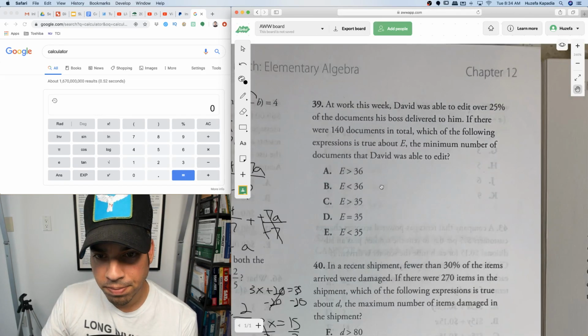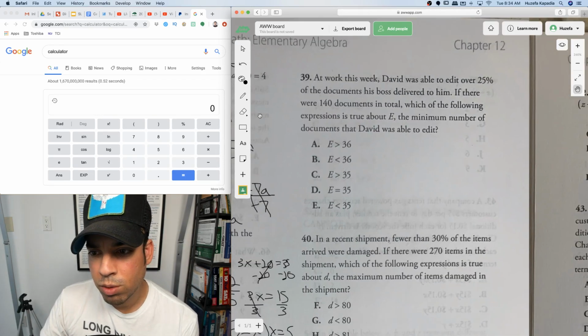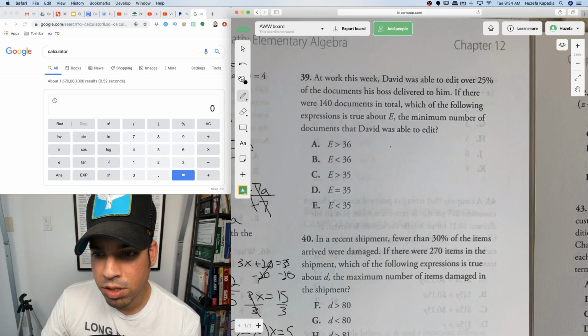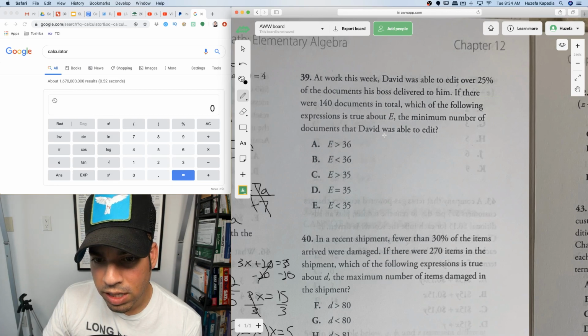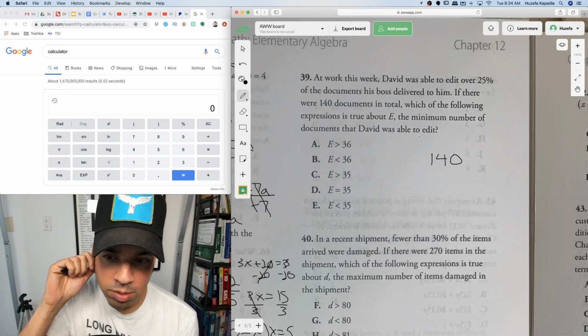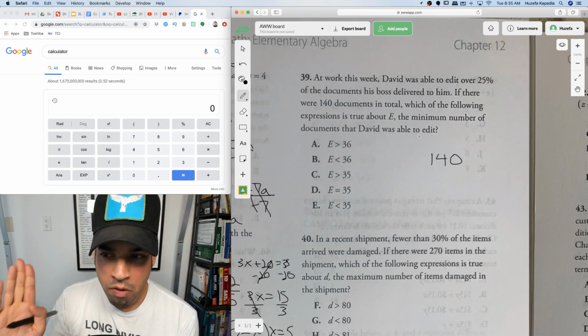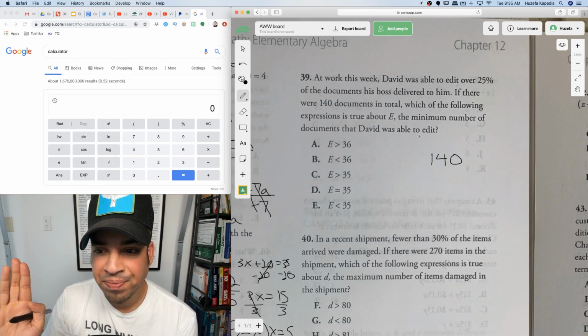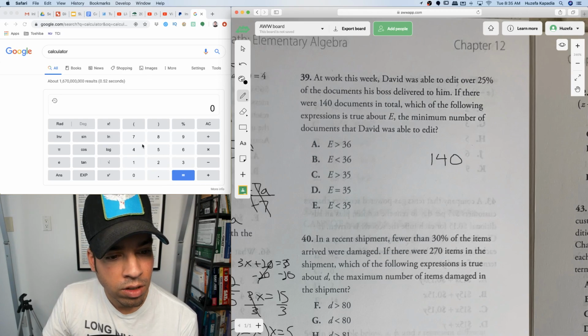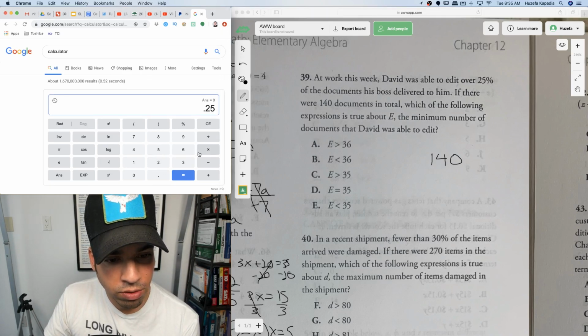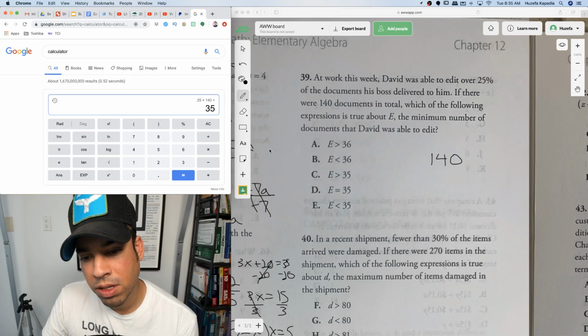All right. 39. At work this week, David was able to edit over 25% of the documents his boss delivered to him. If there were 140 documents in total, which of the following expressions is true about E, the minimum number of documents that he was able to edit? All right, hold on. He was able to edit over 25%. So what's 25% of 140? 0.25 times 140 equals 35.